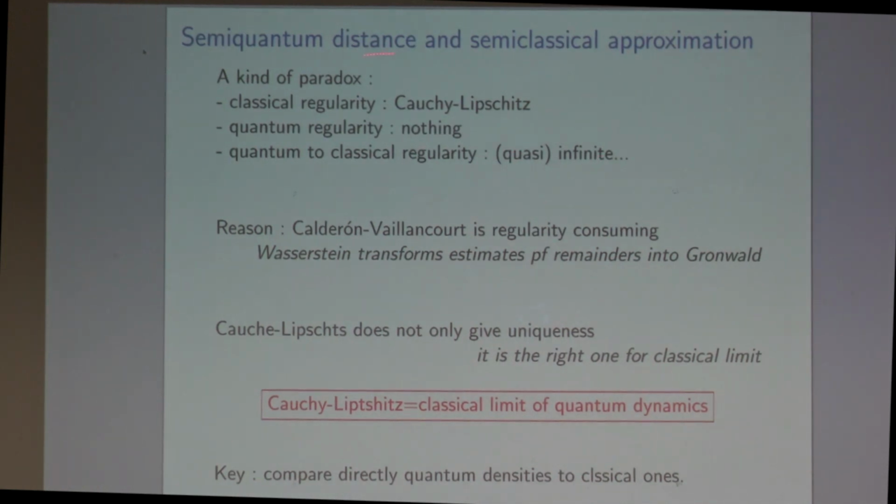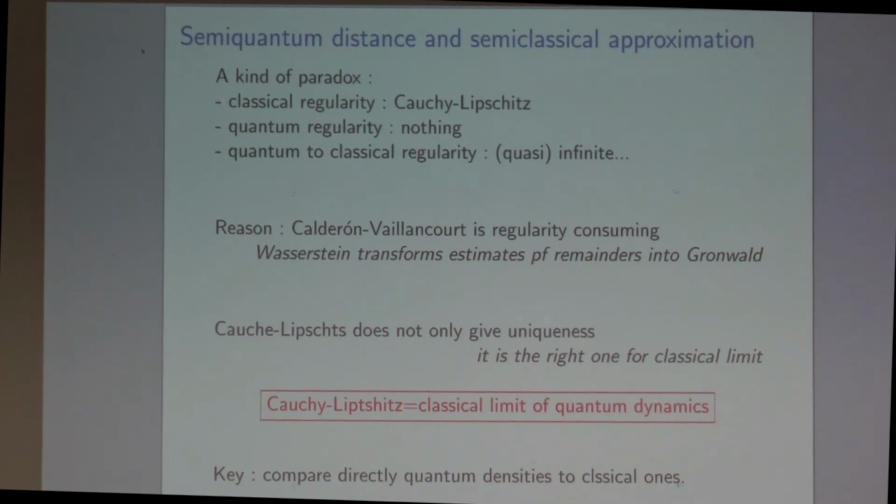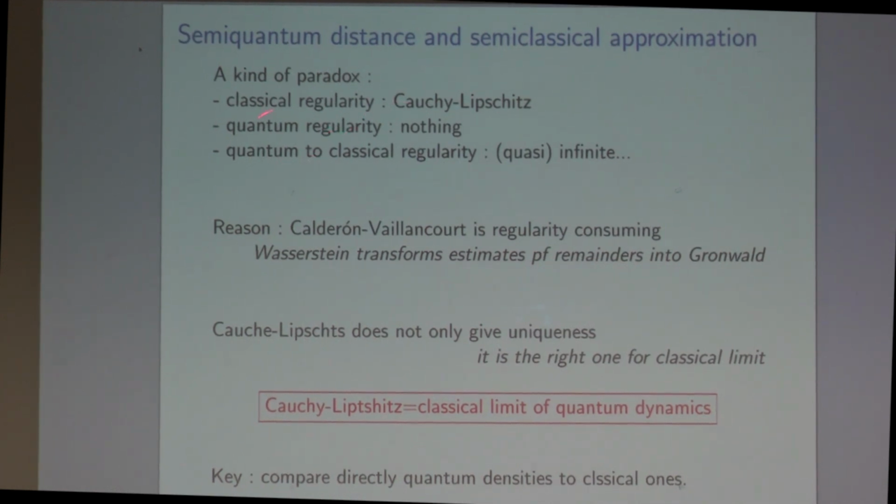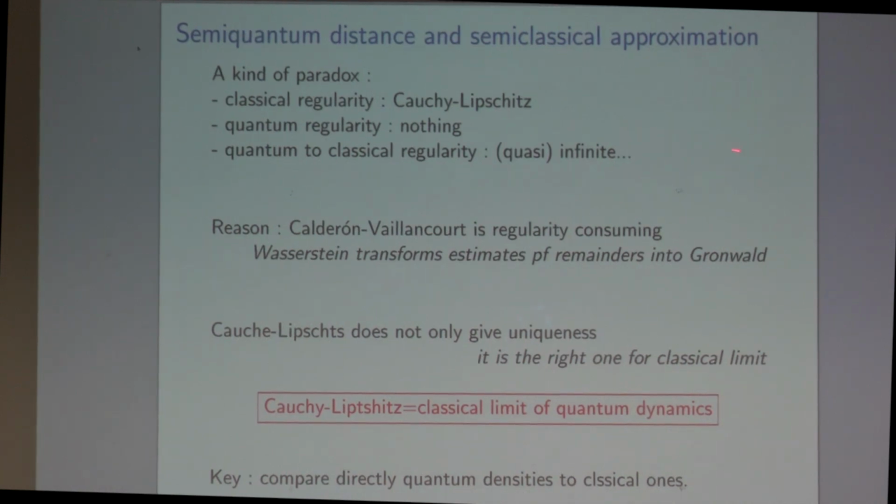And by this, you can get what I summarize on this slide, which I think is interesting if you think about a semi-classical limit and the transition from quantum to classical. First of all, in this transition from quantum to classical, there is a kind of paradox, which is the fact that in order for the classical dynamics to be well defined, you need the Cauchy-Lipschitz condition for the vector field, right? To have uniqueness.